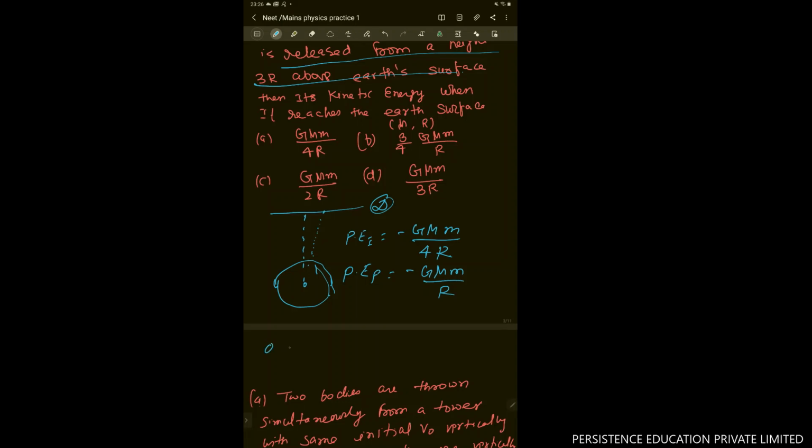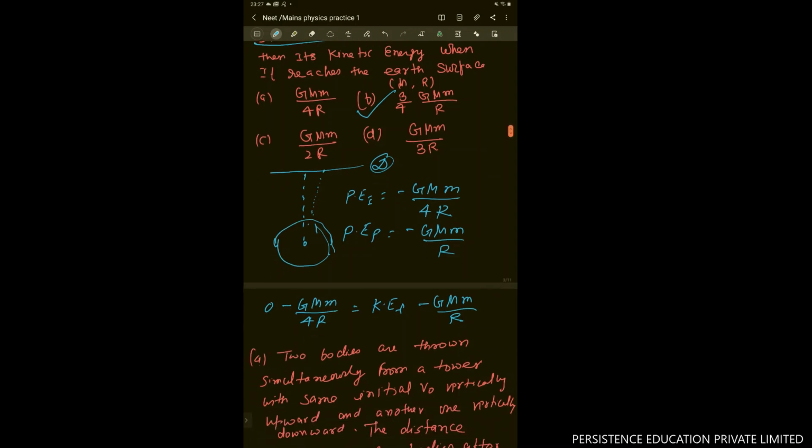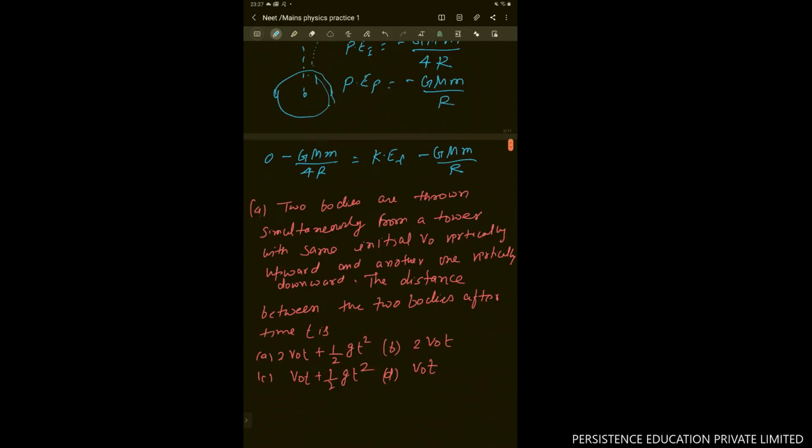Apply energy conservation, and you will get the answer as 3/4 GMm upon r. In case I am making any mistake in calculation, you can rework it and get the correct answer. So just check the calculation.